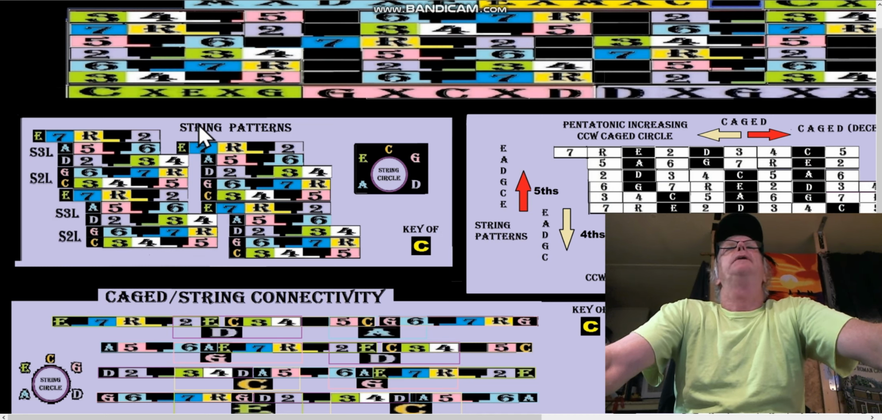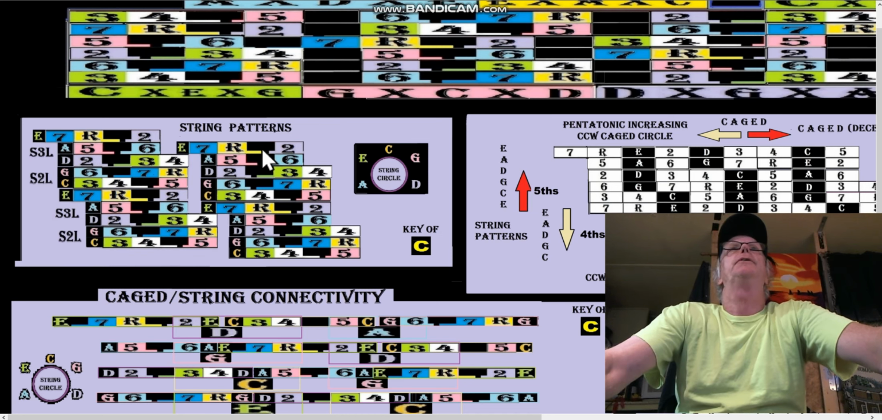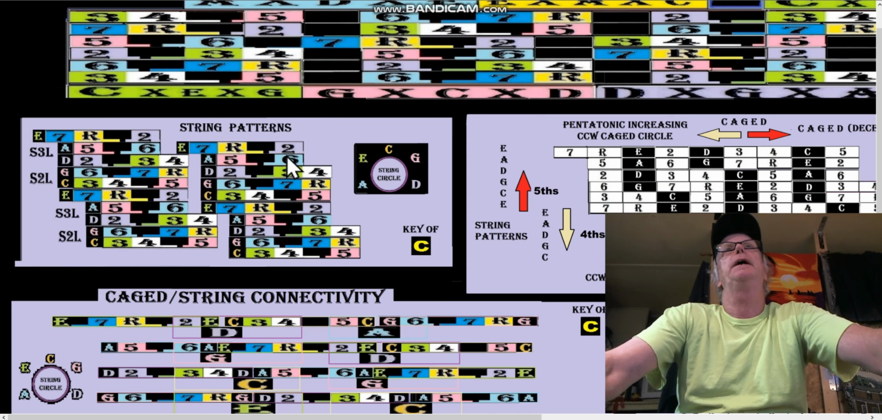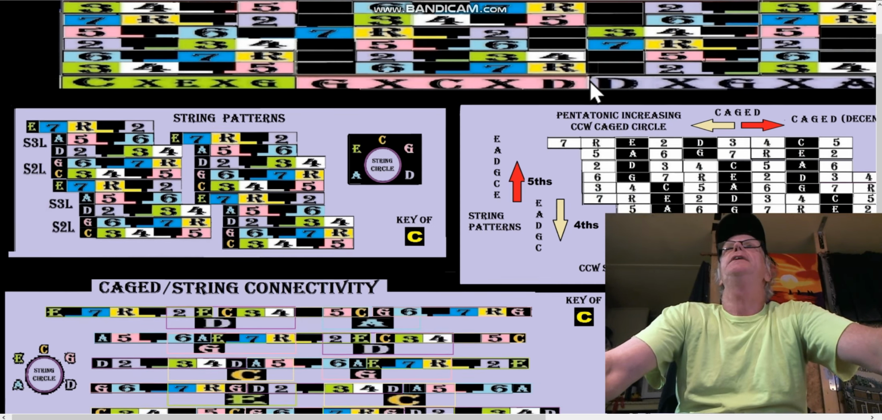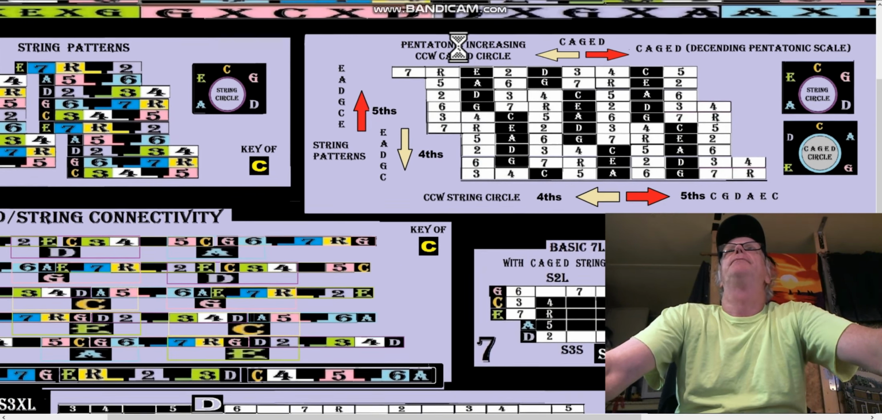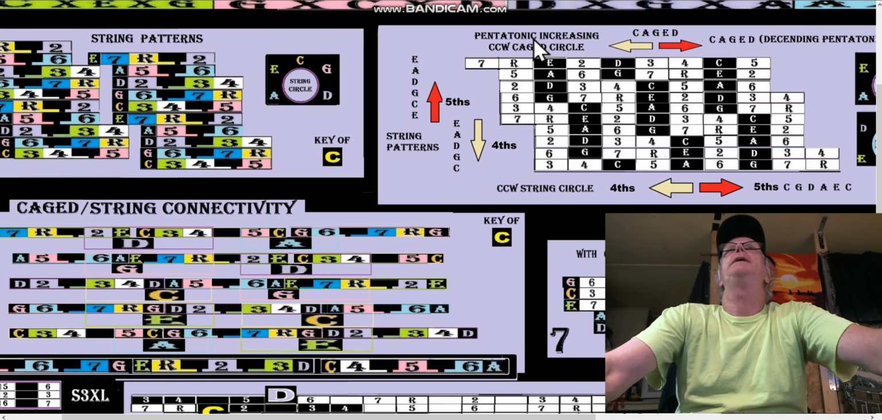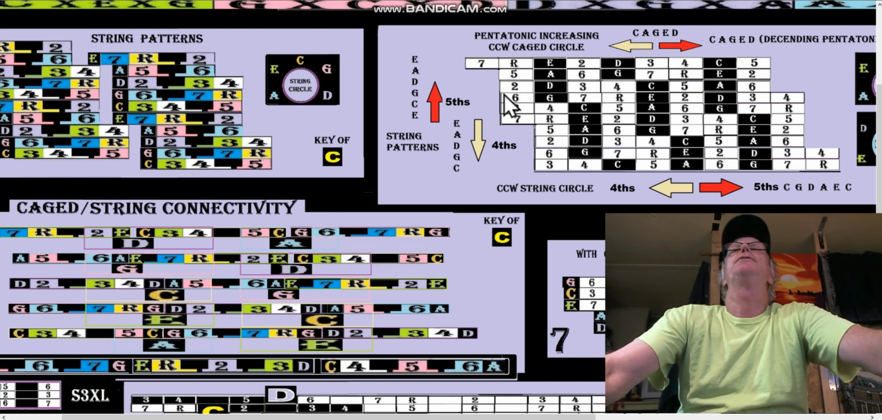So anyway, getting back to what we were talking about here, these are the string patterns. Now this is how one would go to the other. So let's look at the 3, 4, 5 up here in the key of C. These are in the key of C, by the way, but this isn't in the key of C. But you notice the same intervals here: 3, 4, 5, 6, 7, root, 2, 3, 4. These are the same intervals.